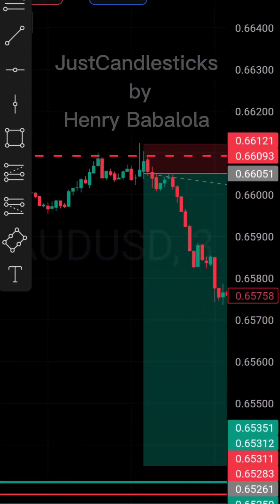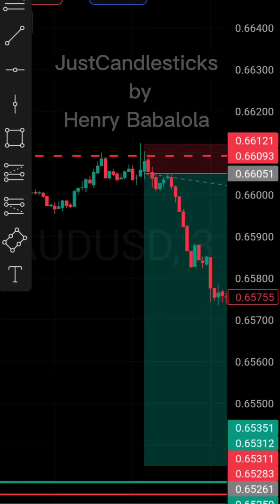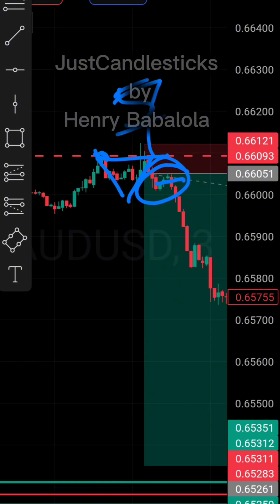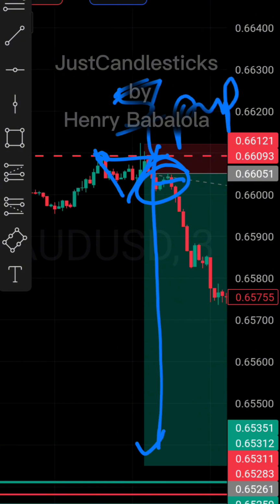So how did the market do it? The market gave us the magic by coming, touching it, coming down, then going up again. It couldn't break it, and gave us a double top. Then when it gave us a double top, we look for our candlestick structure here. Then we enter the market and put a 7 pips stop loss. Then our target take profit is 1 to 10.